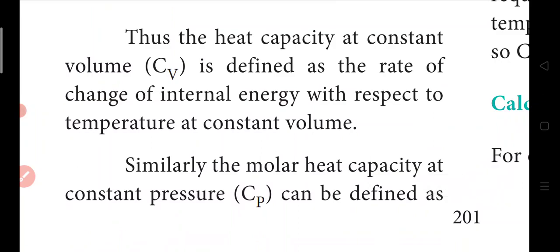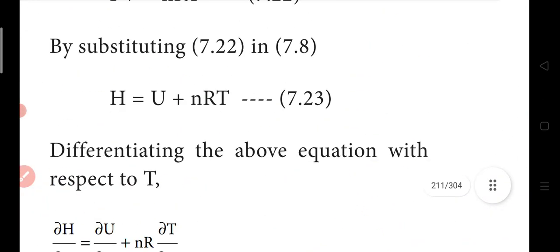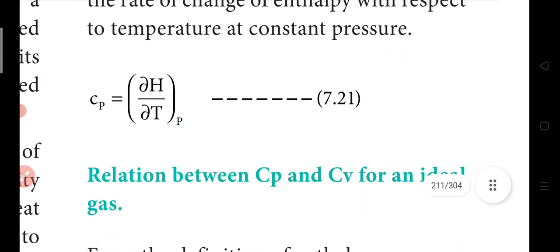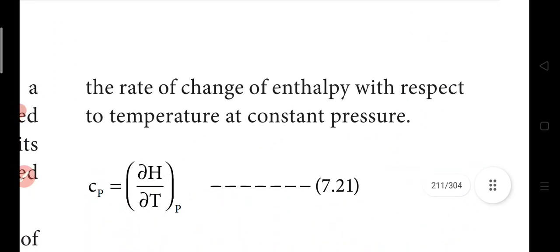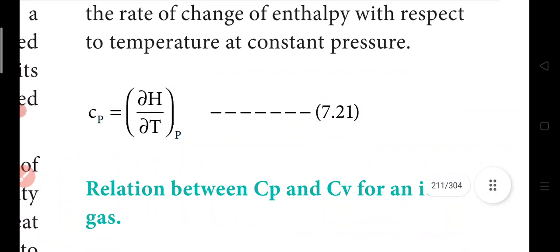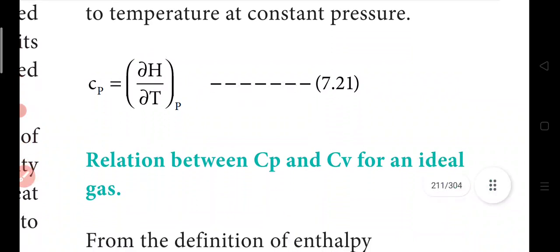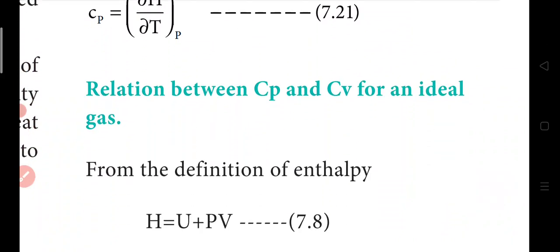So similarly, the molar heat capacity at constant pressure we can also define. That is for constant volume. Constant pressure we can define as dou H by dou T. If they put a bracket and write P like this, it means it is at constant pressure. So what is the relationship between Cp and Cv for an ideal gas?